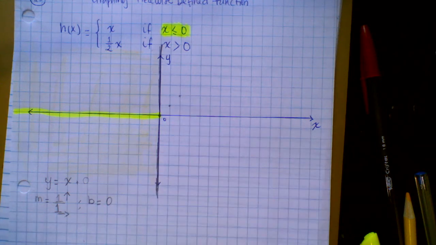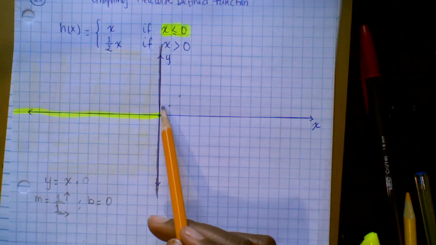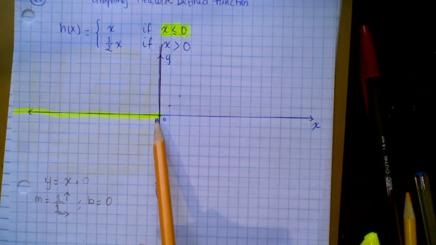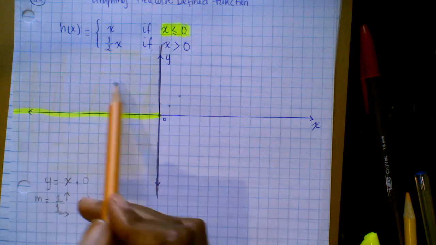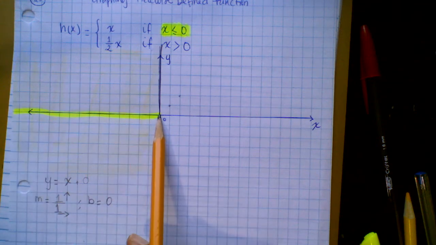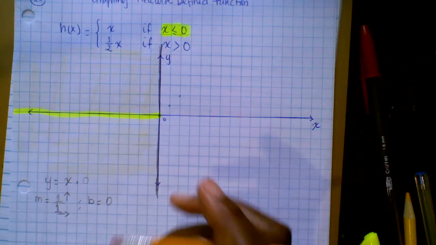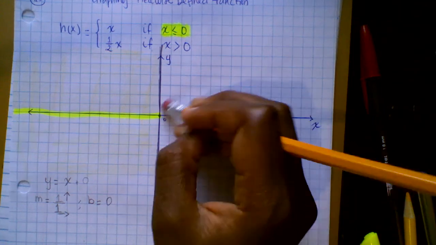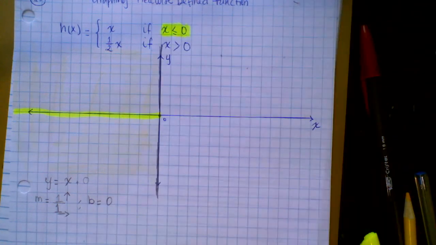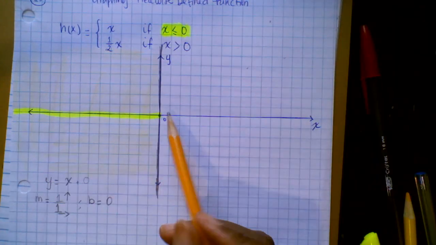Can I do that? Uh-oh. Remember, I can only graph the line in its restricted domain, which is on the left side of 0, not the right side. So I cannot continue further. But I still want to build my line. What can I do? Let me erase.